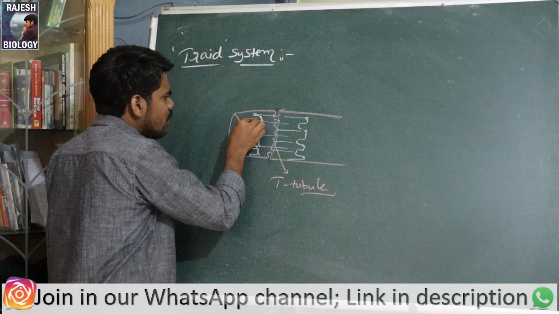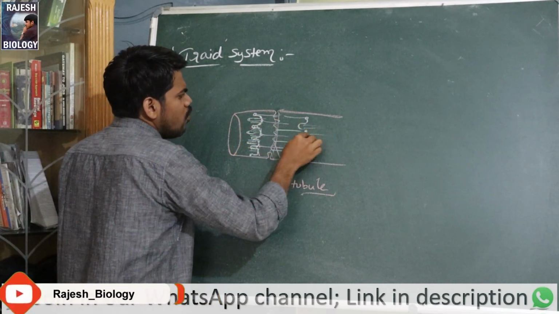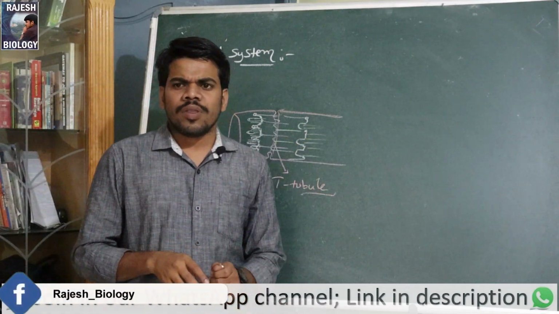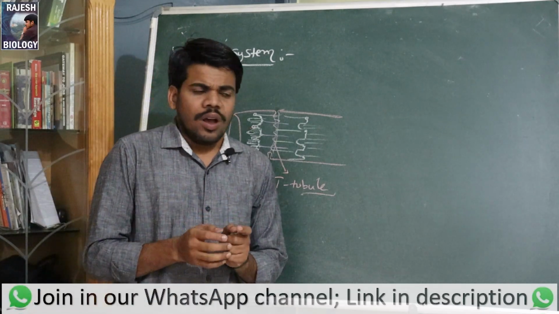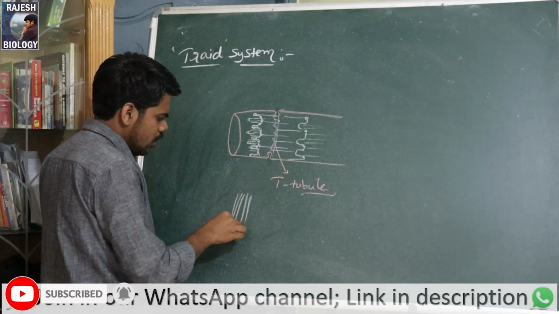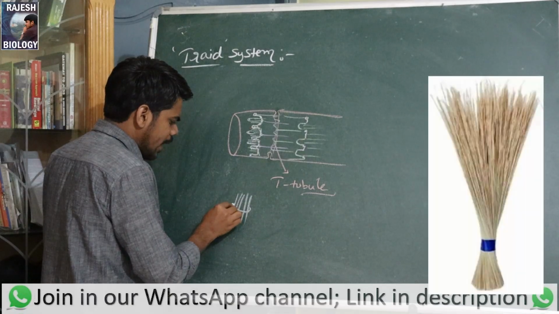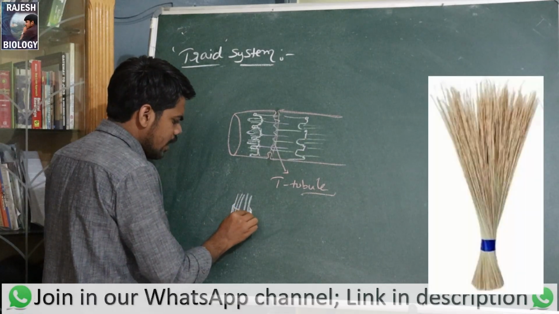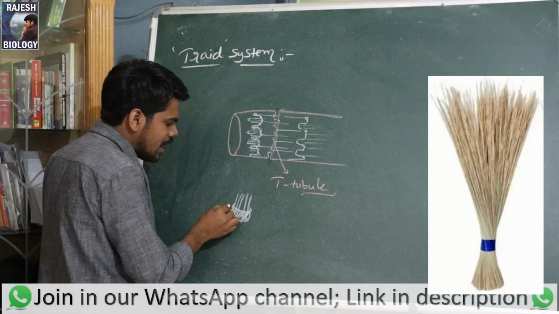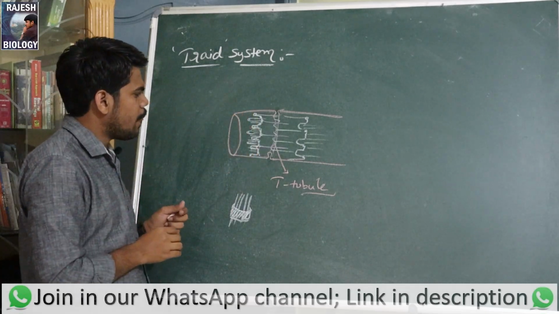In this sarcoplasmic reticulum, there are many myofilaments present. How can we explain this? Take some sticks, and cover all the sticks with a rubber band or a cycle tube. This is the sarcoplasmic reticulum, and these all are the myofibrils. Like that is the position.